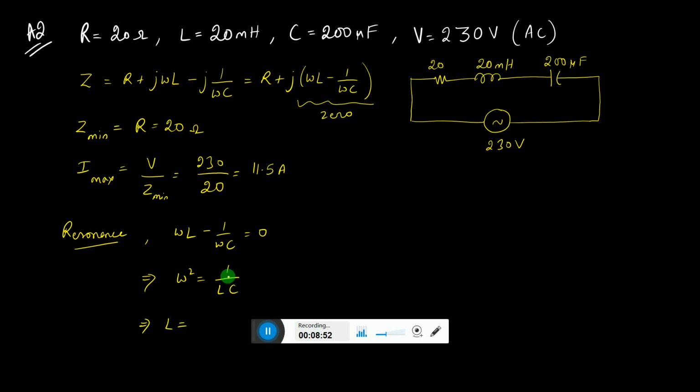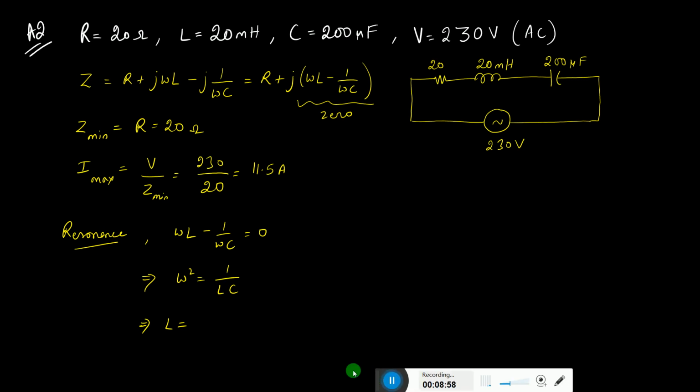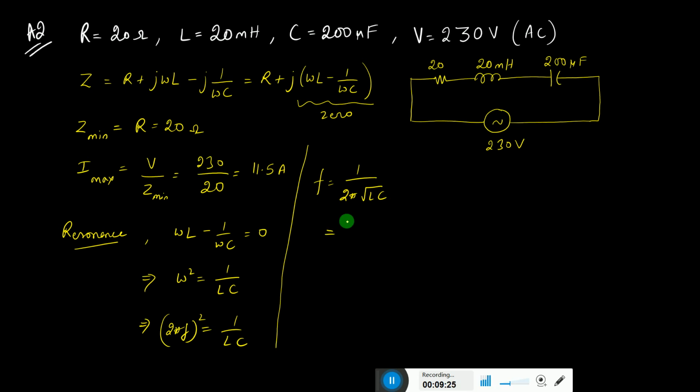Omega is 2 pi f. So (2 pi f) square is equal to 1 by LC, and I can write f is equal to 1 by 2 pi root over LC. After substituting the value of L and C in this equation, we will get the frequency as 79.57 Hertz.